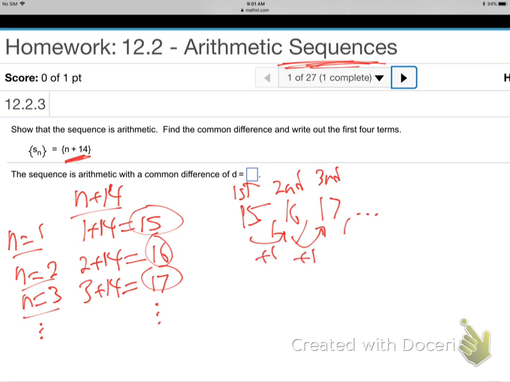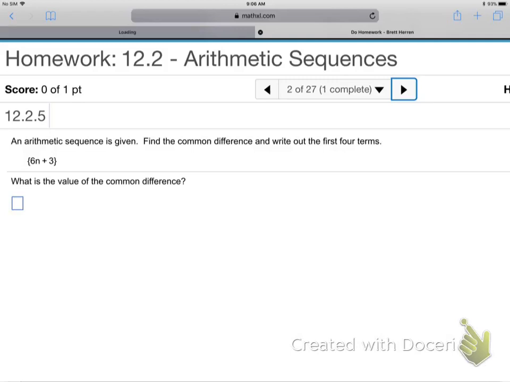Just add 1, add 1. That's the simplest pattern we can have. Starts at 15, adds 1 every time. Very simple sequence. So the common difference, that's 1. That's their way of asking, what's the difference from term to term? I always call it the jump, but whatever you want to call it, difference or jump, they call it difference. The jump, the difference from term to term is just 1 for this formula, which generates that sequence. All right. They just want me to find the difference and then list the first 3 terms.